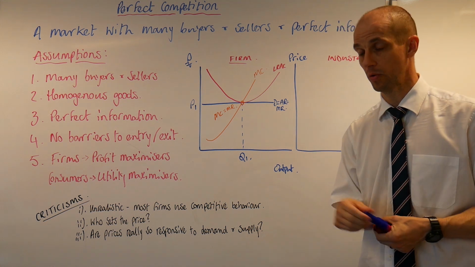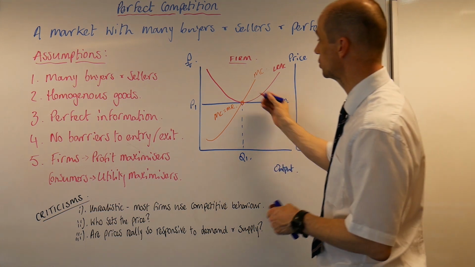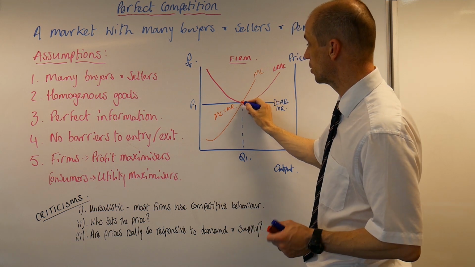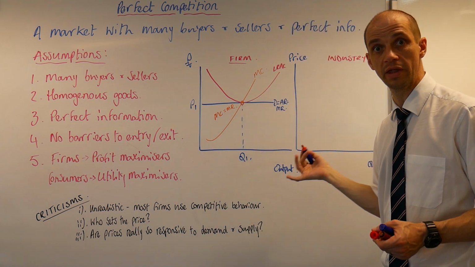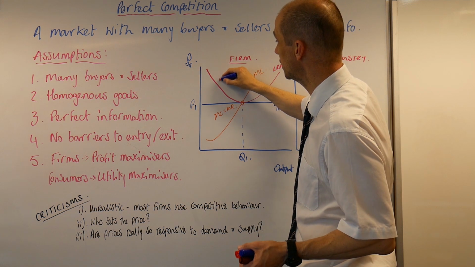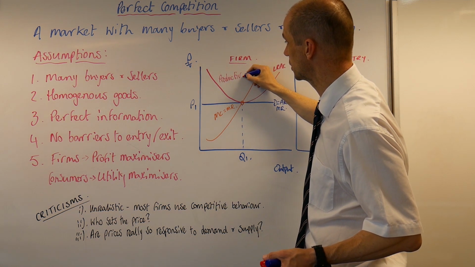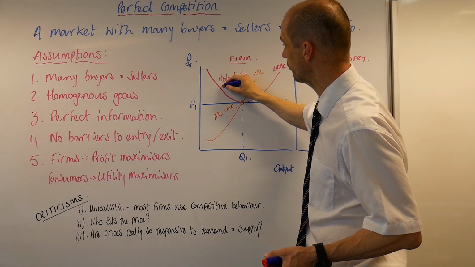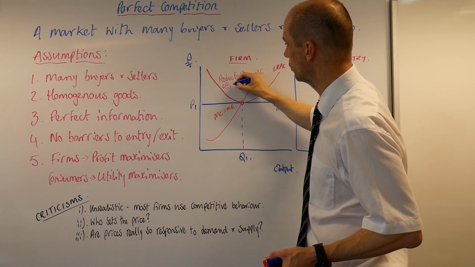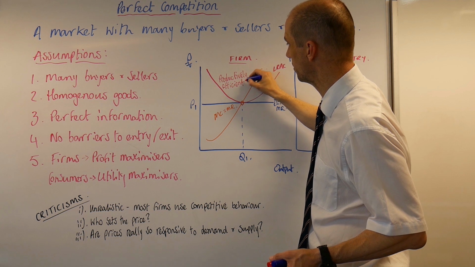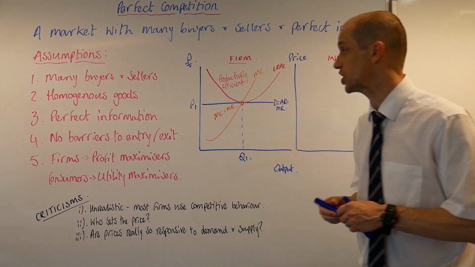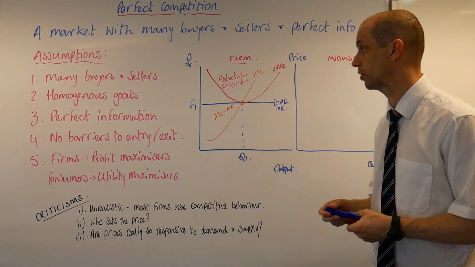Now, there's more. We're not done yet. In addition to this, we can also see that they're producing at the lowest point on their average cost curve. So this means that they are also productively efficient. So we can see that the average cost curve is at the lowest level, so this firm is productively efficient. That again is very significant.